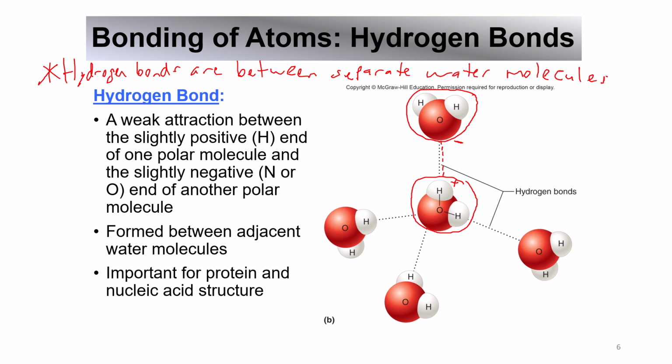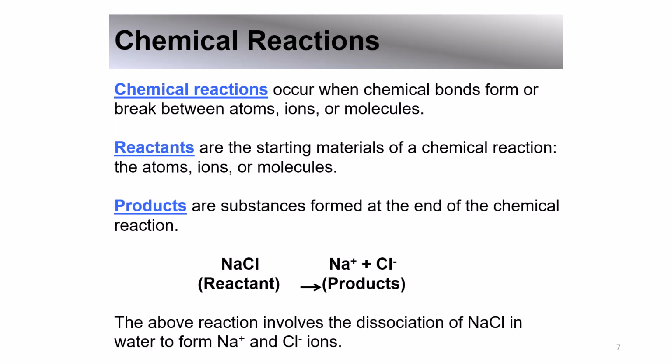Now, hydrogen bonds are not only between water molecules, but we're going to say that they form between polar molecules. Right, so next we'll talk about, hey, how can we make larger molecules? And so chemical reaction means when we build larger molecules or break them apart.